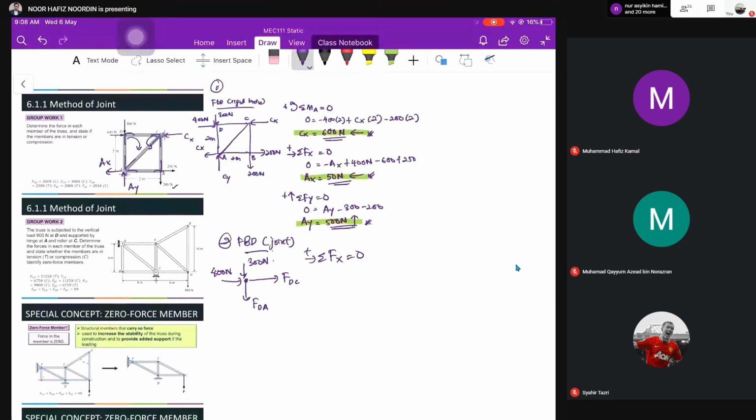And then in Fx we have 400 plus FDC, right? 400 to the right, FDC is also to the right, so plus. So FDC will be negative 400 Newton, which, if negative, indicates that it is compression.